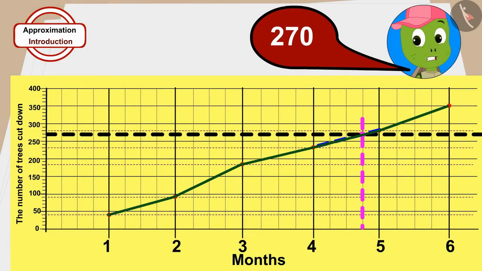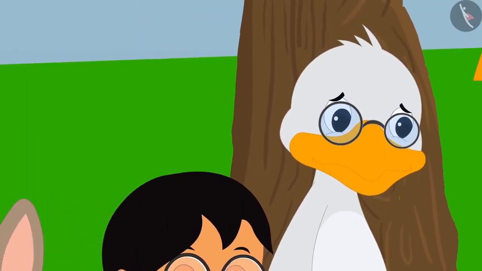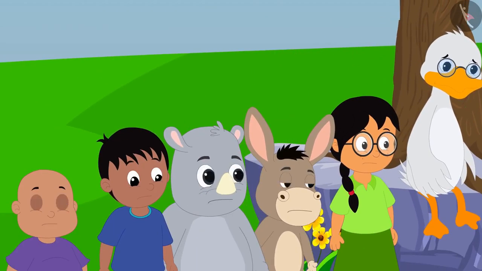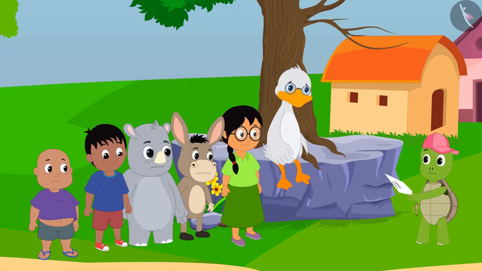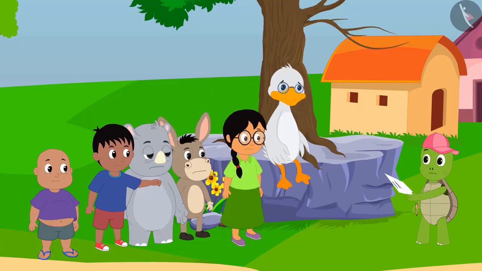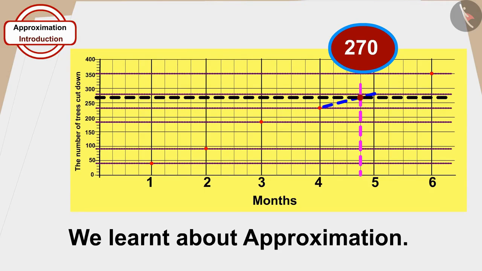I will quickly go and show this chart to the villagers. Tufan gathered all the villagers and showed them the chart. All the villagers understood what Tufan said and together decided not to cut any more trees. Children, in this video we learnt about approximation. In the next video, we will learn some more about it by some interesting examples.